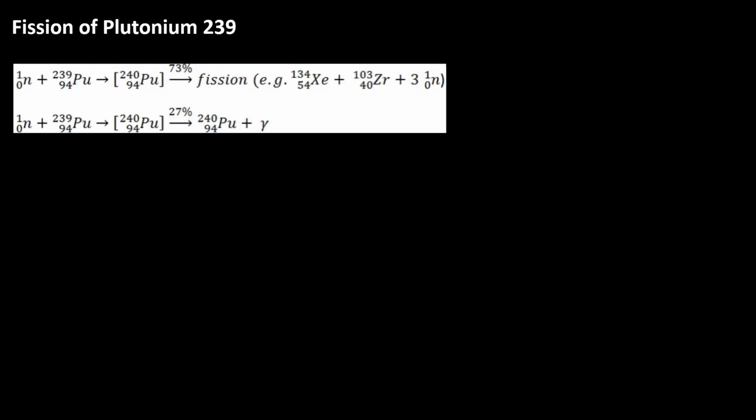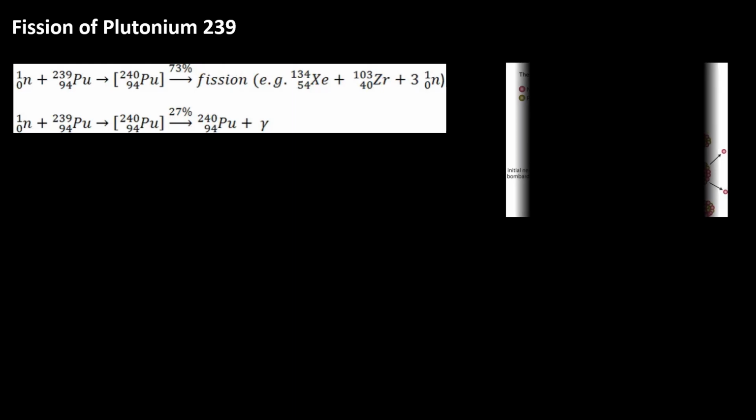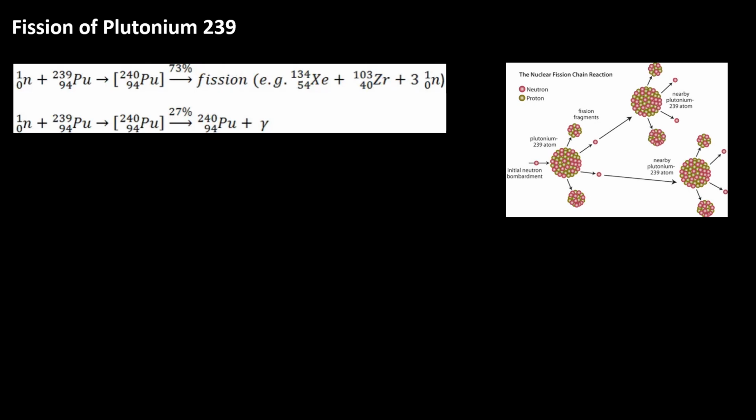So, similar to the fission of uranium, a chain reaction may take place, because these neutrons are hitting other plutonium-239, and this process will continue. As a result, you have energy released.